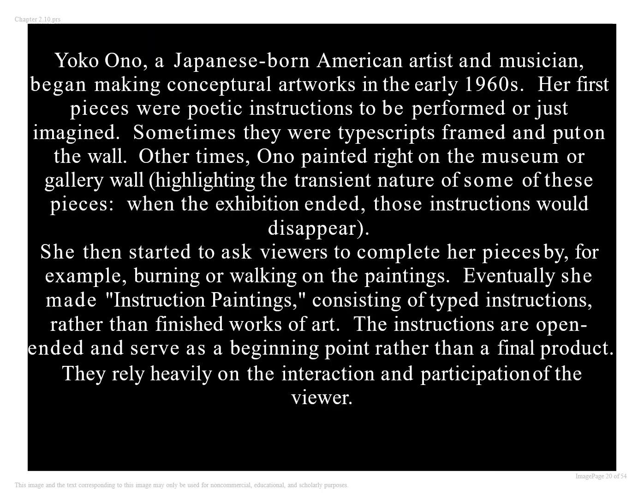Yoko Ono, a Japanese-born American artist and musician, began making conceptual artwork in the early 1960s. Her first pieces were poetic instructions to be performed or just imagined. Sometimes they were typescripts framed and put on the wall. Other times, Ono painted right on the museum or gallery wall, highlighting the transient nature of some of these pieces. When the exhibition ended, those instructions would disappear.